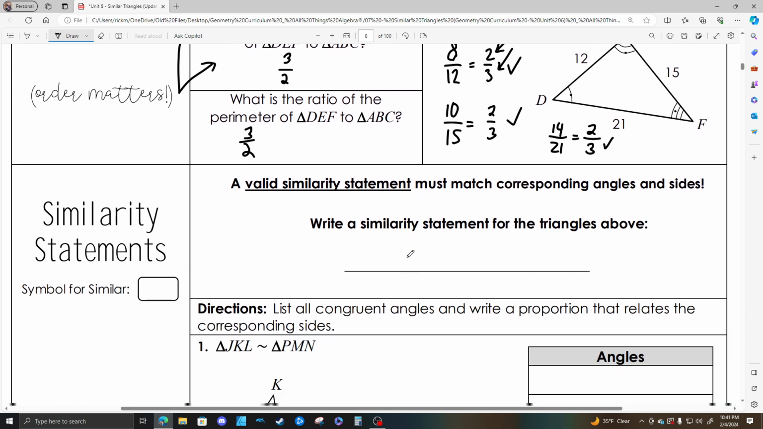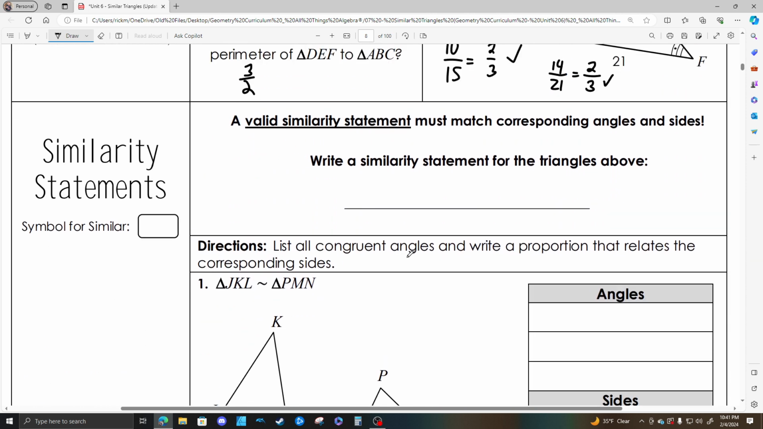All right, so similarity statements. First of all, over here on the left, it says the symbol for similar is just a little swoosh. Looks like that. That means similar. Remember how congruent had this, right? Well, in this case, we just take away the equal sign part. So it's just literally that swoosh.